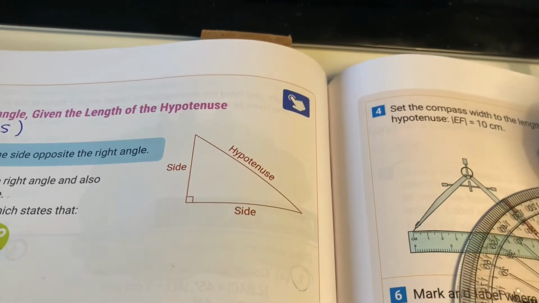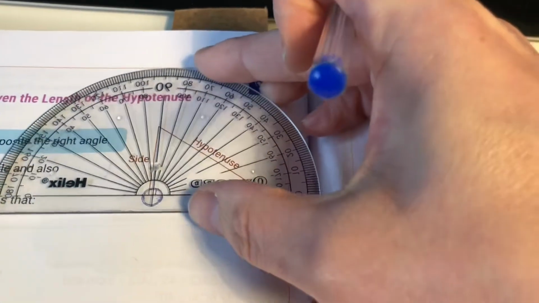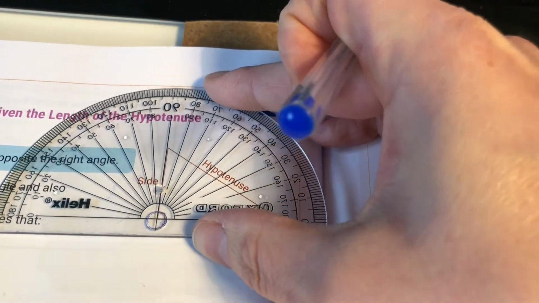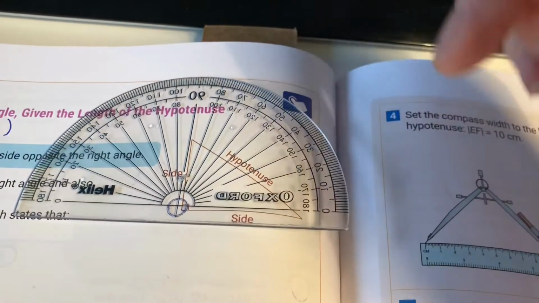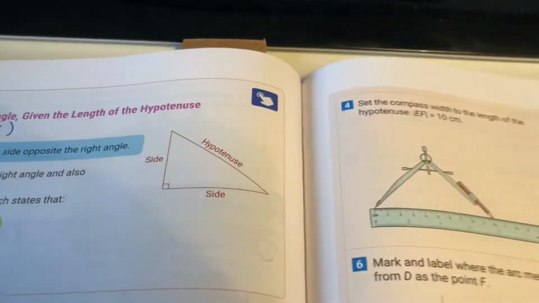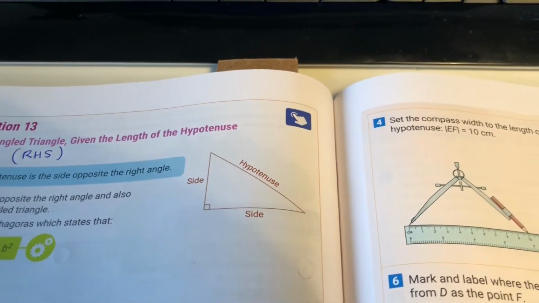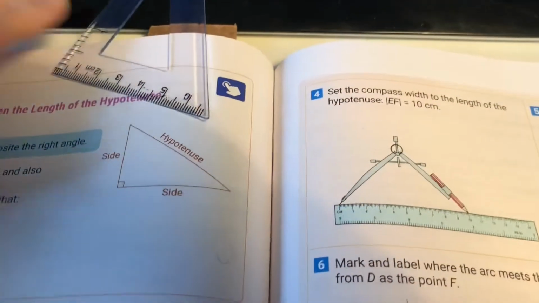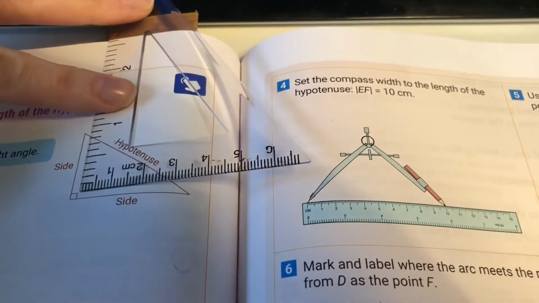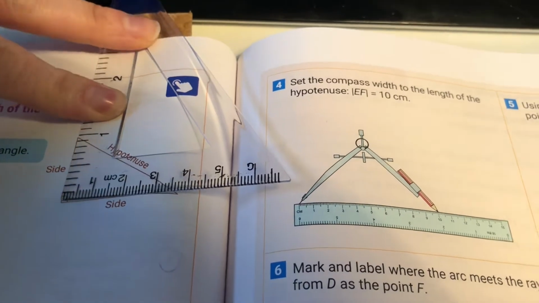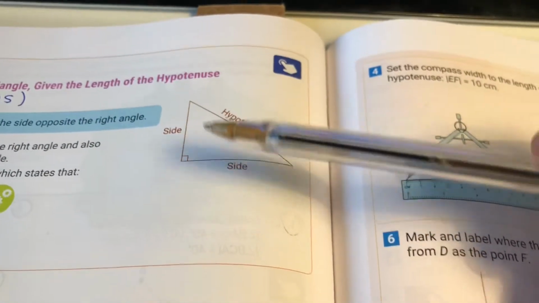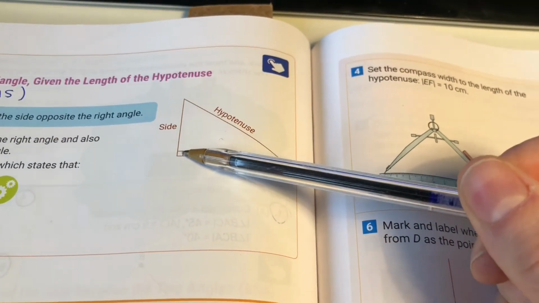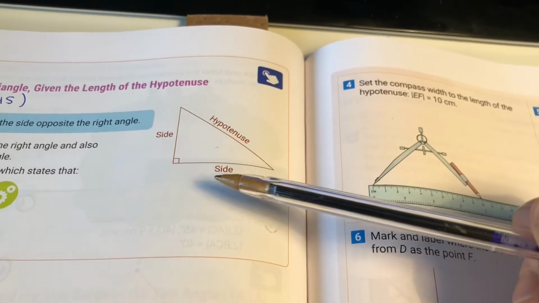And we could check that in a number of ways. We could put our protractor onto it, lining up the center mark and the baseline of our protractor, and we do in fact see that it's 90 degrees. Alternatively, we could use our set square or the corner of a page, and we would see that it fits absolutely perfectly with the right angle in our diagram. So if we're asked to construct a triangle and we're told that one of the angles is 90 degrees, we call this a right-angled triangle.